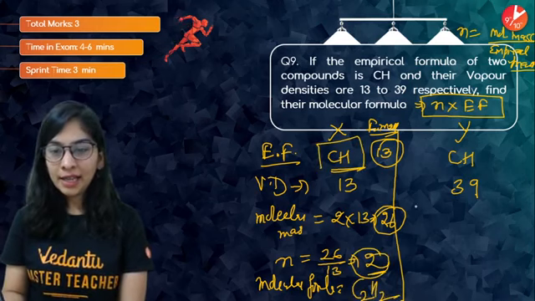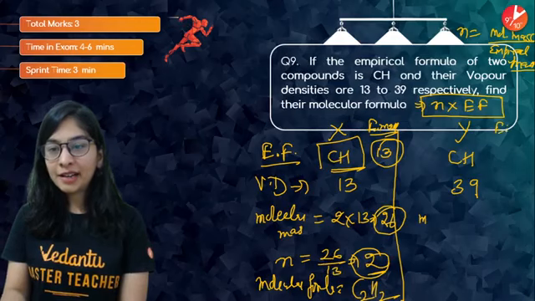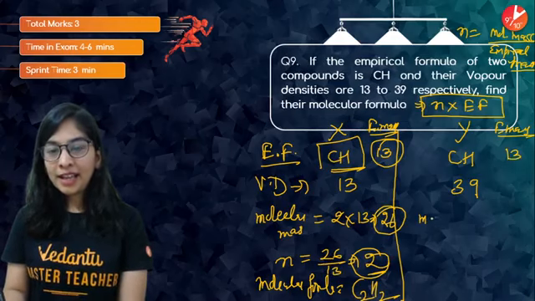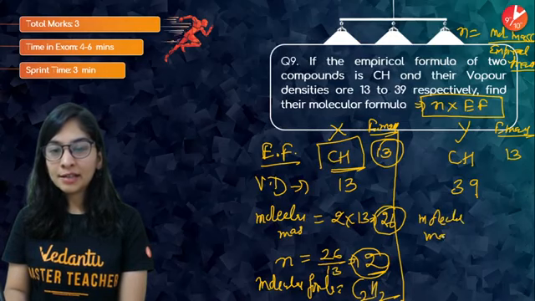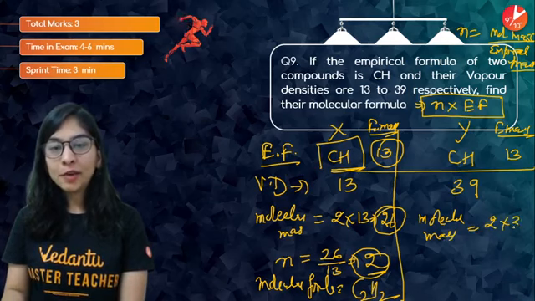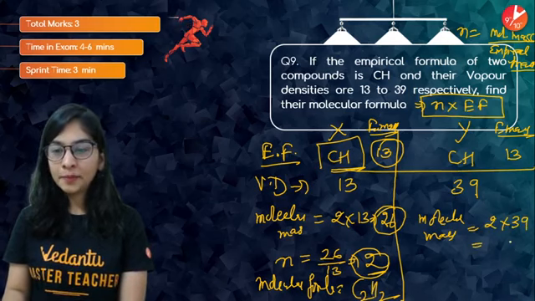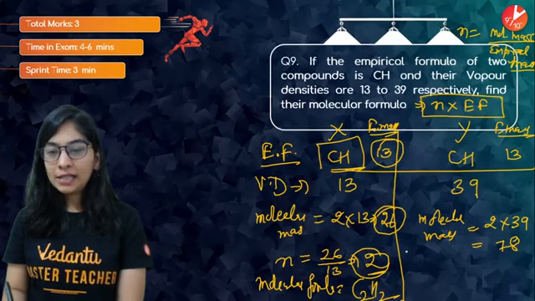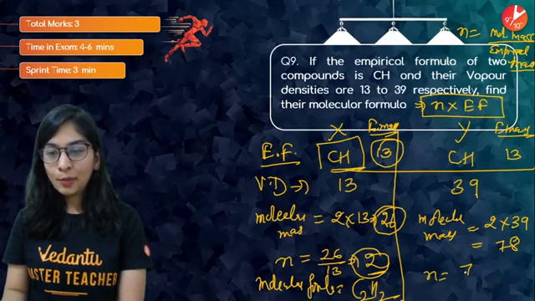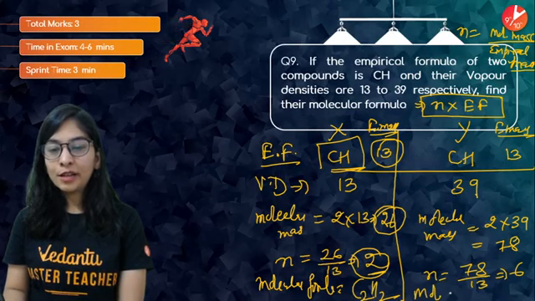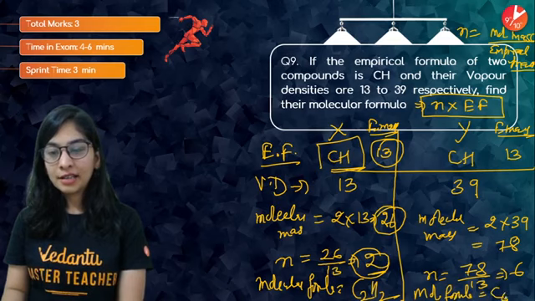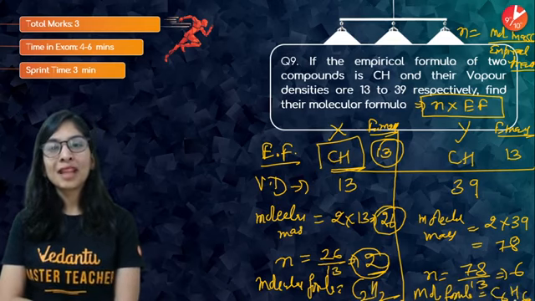Got it? Easy peasy. Here when I calculate empirical mass, that will be the same, 12 plus 1, 13. When I calculate molecular mass, that will be 2 into vapor density, 2 into 39, 78. Okay, so n factor is molecular mass divided by empirical mass, that's 6. So molecular formula will be 6 into CH. So that is C6H6. Simple.